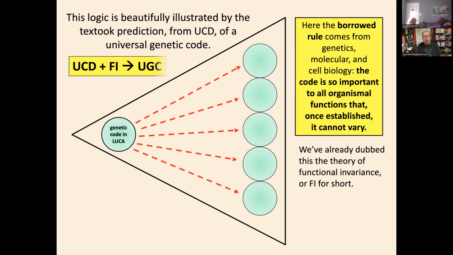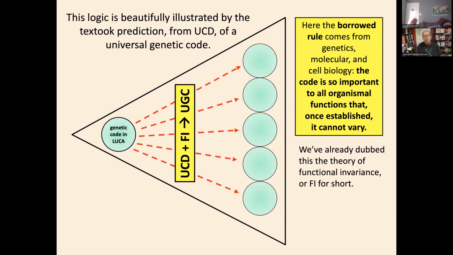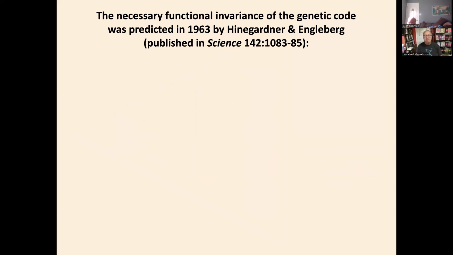So here's our rule, functional invariance, and we put it here between Luca and the organisms that we observe today. And we say, if this rule obtains, we should expect to see the same code in any organism we examine today. So this is a prediction that you can find in the biological literature from the mid-1960s, when the code was elucidated, up until really quite recently.